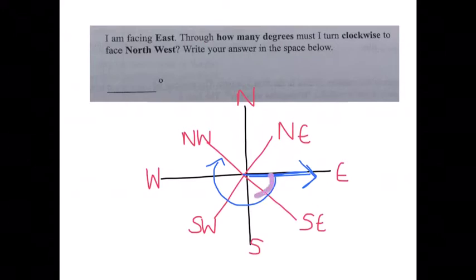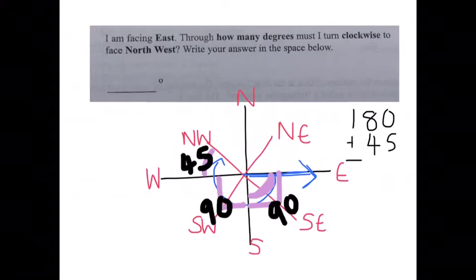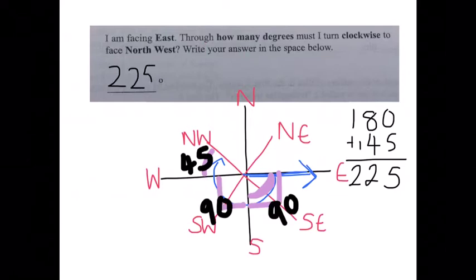So this first angle is 90 degrees. We've got another 90 degree angle, and then we've got half of 90 degrees, which is 45. So if we can put in all of those details, we've got 90 degrees, another 90, and a 45 degree angle. Our final step is to add all of those numbers. 90 and 90 is 180, plus 45. 5 and 0 is 5, 8 and 4 is 12, 1 and 1 is 2. My answer is 225 degrees.